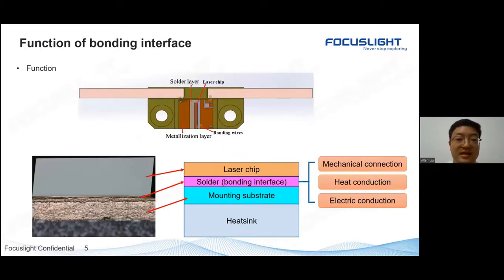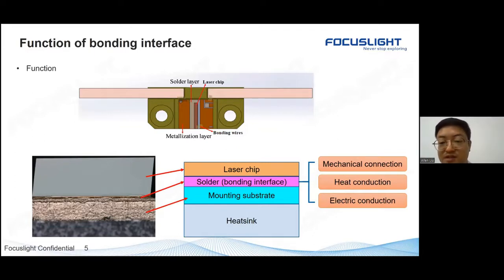This is a simple structure for a device. You can see the laser chip on the top layer, then we use solder as a bonding interface to connect the laser chip and the mounting substrate. Then we bond the module on a heatsink.